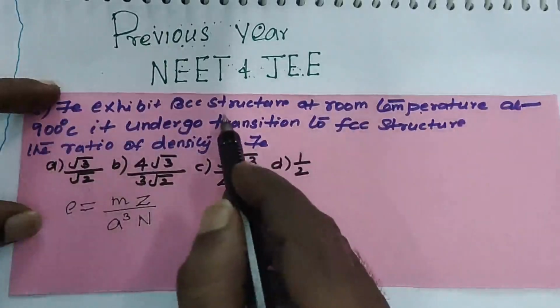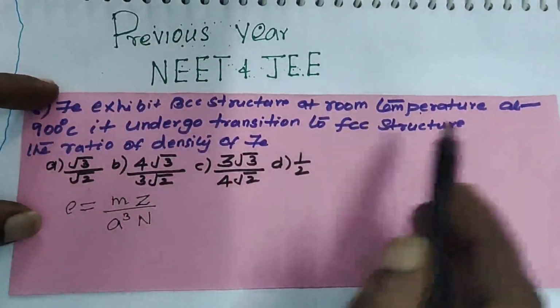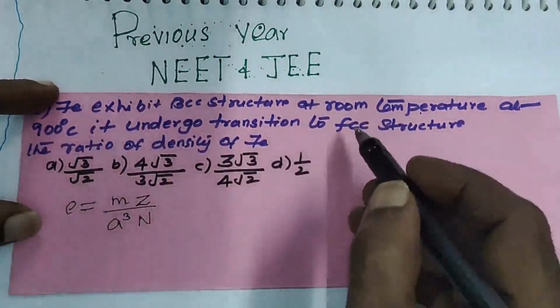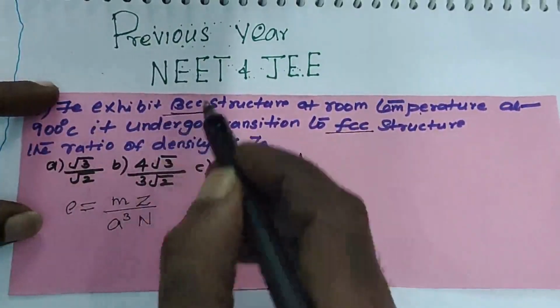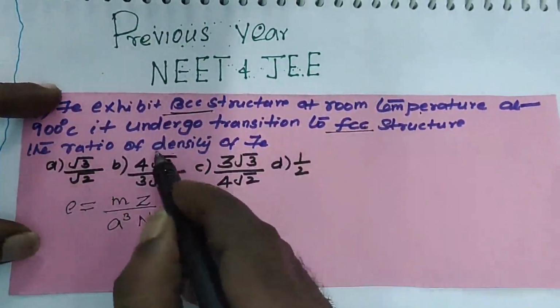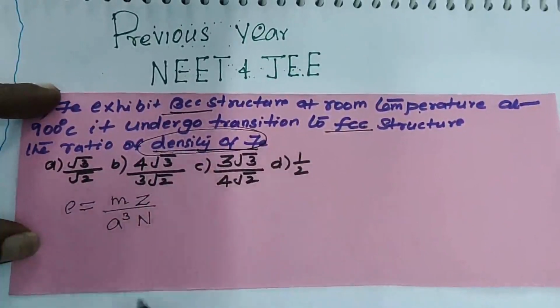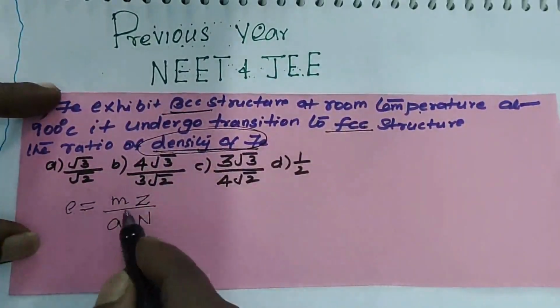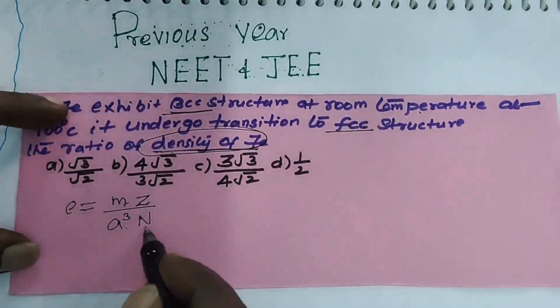Fe exhibits BCC structure at room temperature. At 900 degrees centigrade, it undergoes transition to FCC structure. So, two structures are given for iron, BCC and FCC. We need to calculate the ratio of the density. Density is equal to M into Z by a cube into N.